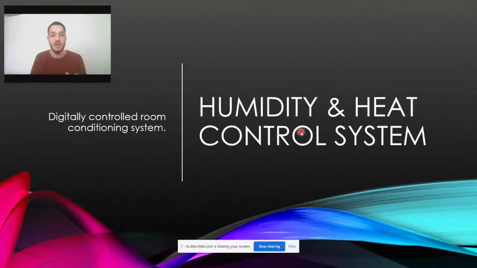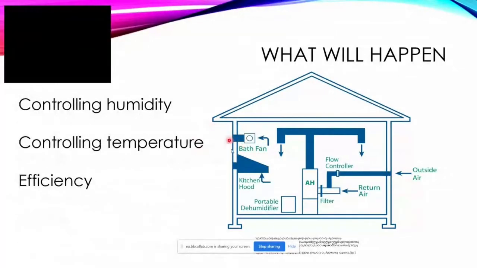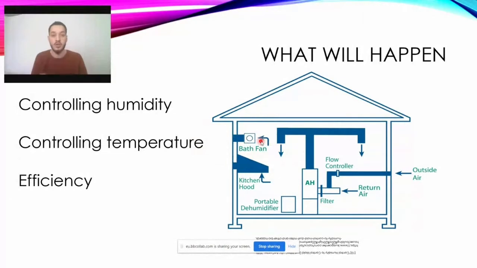What we wanted to do is to make that more balanced, and make sure that the room temperature is always controlled. Thus, we installed sensors on a normal air conditioning system. So basically, we will be focusing on controlling humidity and controlling temperature, along with increasing efficiency.